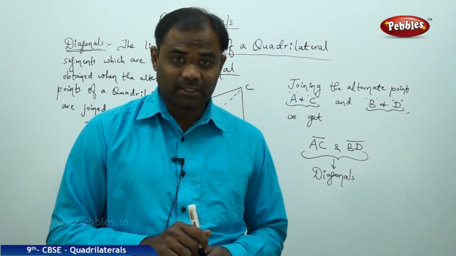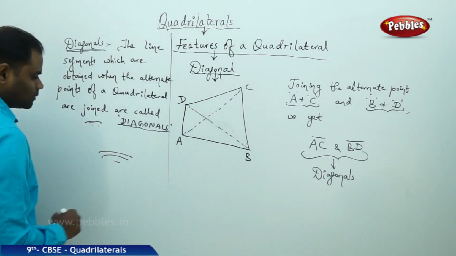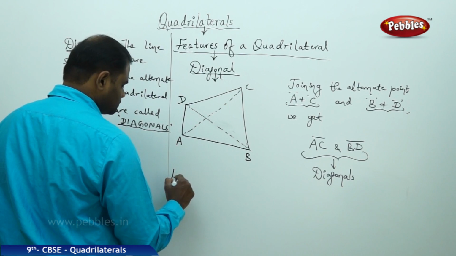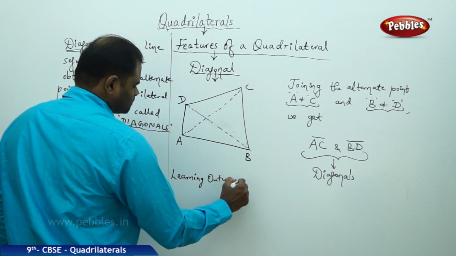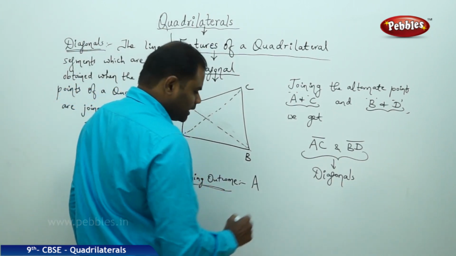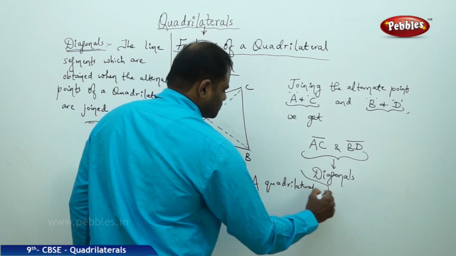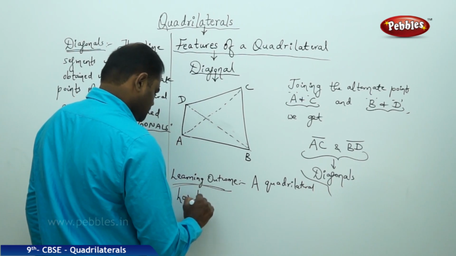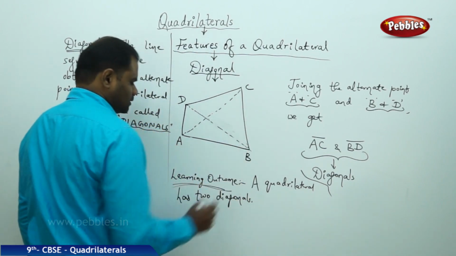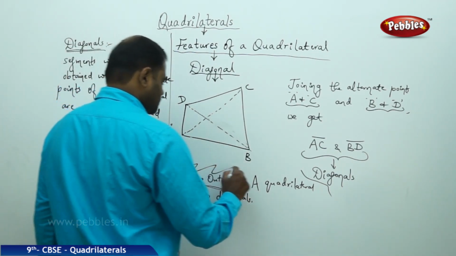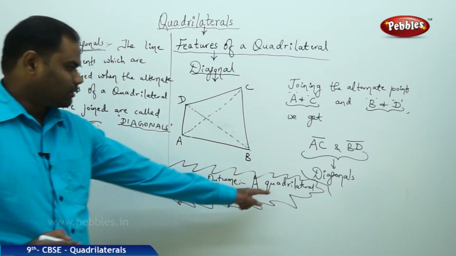Therefore, my learning outcome is that a quadrilateral has two diagonals. I make the learning outcome that a quadrilateral has two diagonals, is what I understand as the learning outcome.